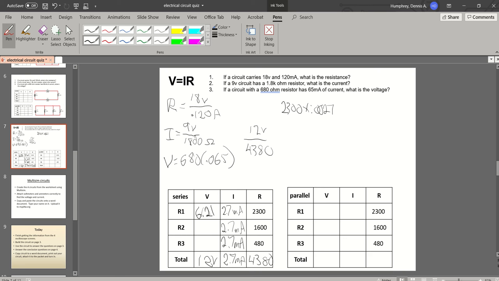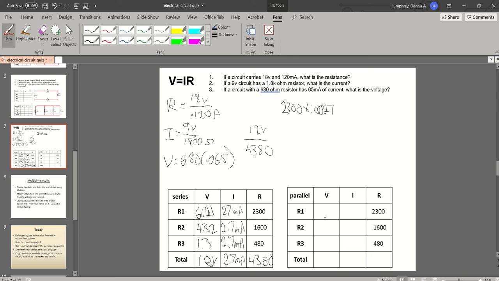Then I have 1,600 times 0.0027, and I get 4.32. And for R3, I get 480 times 0.0027, and I get 1.3. 6 and 4 is 10, 11, and this all adds up to another one. So these add up to my total. So my individual voltages are different through each of the resistors. That's my total. Total resistance, add them up, and that's how I do the series.